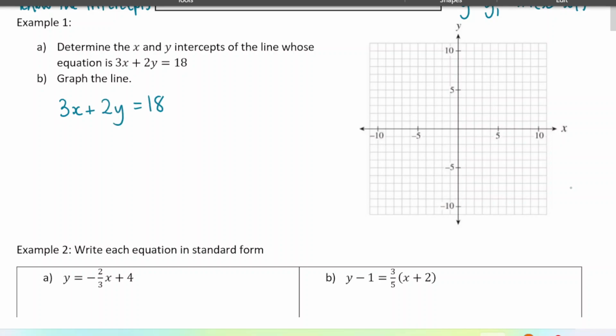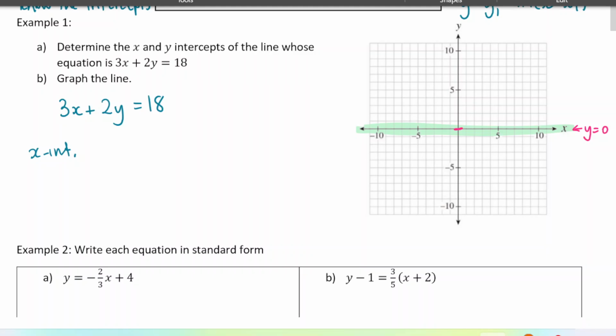So this is in standard form. Now what we're going to do is find the x-intercept first. So remember that the x-axis is here, and all along the x-axis, the y value is 0. Because remember the y-axis is here, so the y value is 0. So what I'm going to do is essentially cover up or pretend that the y value is 0 in this equation and solve for x.